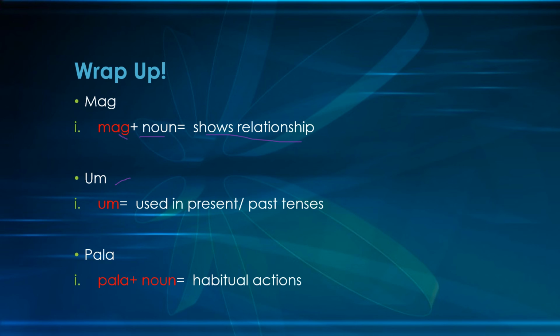And next is pala. Pala. Kaibigan is a noun. And by adding pala, we have a new word, palakaibigan, which describes a person who is friendly. Palakaibigan. It shows or describes a habitual action of a person. Pala plus noun, we use it in this way.